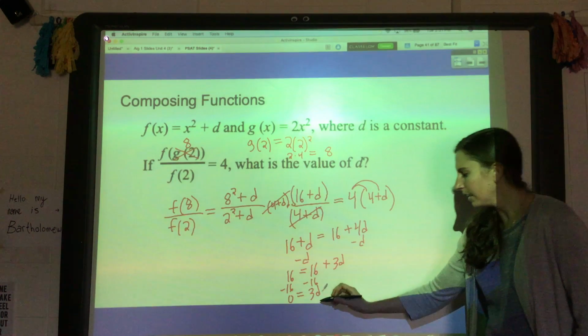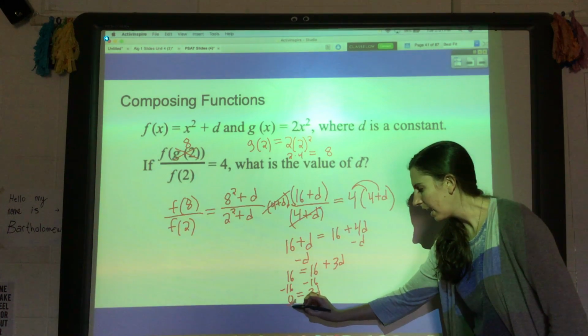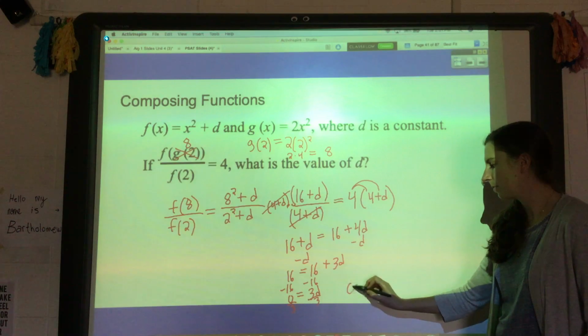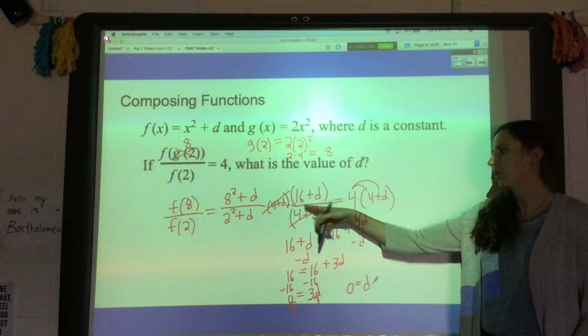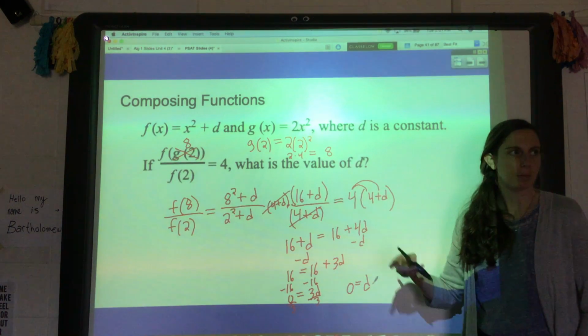And then finally, divide by 3. And you get 0 for d. Which we could kind of see that right here. 16 over 4 is already 4, so the d values would have to be 0.